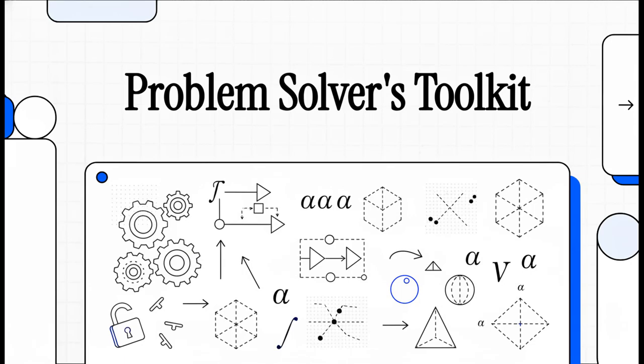Welcome to This Explainer. I am absolutely thrilled you're here with us today, because today we're doing something incredibly exciting. We are opening up the Problem Solvers Toolkit. We're going to dive right into solving some genuinely complex puzzles using mathematical tools.